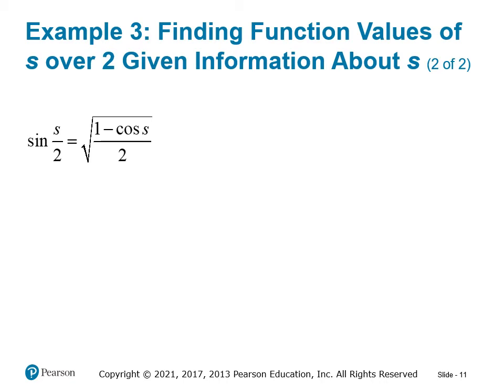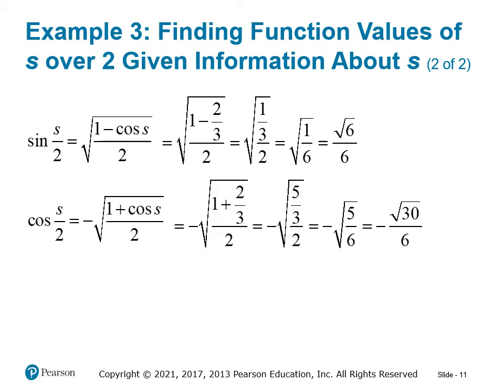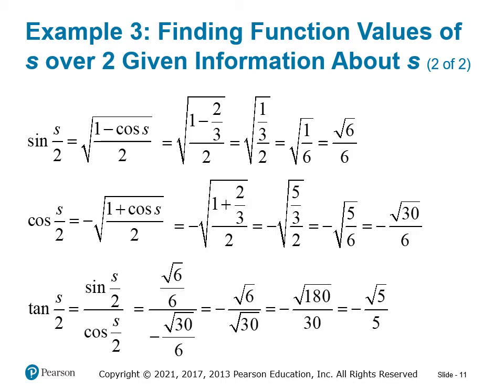So now we can plug in the values for this. We know that the sine of s over 2 uses the cosine of s, and that was a given value, so we simply plug this in, and we get the square root of 6 over 6. Cosine s over 2 also uses the cosine of s, and so we simply plug that value in, and we get negative square root of 30 over 6. And then for the tangent of s over 2, since we already have sine and cosine of s over 2, we can just use the quotient formula, and here we get negative square root of 5 over 5.